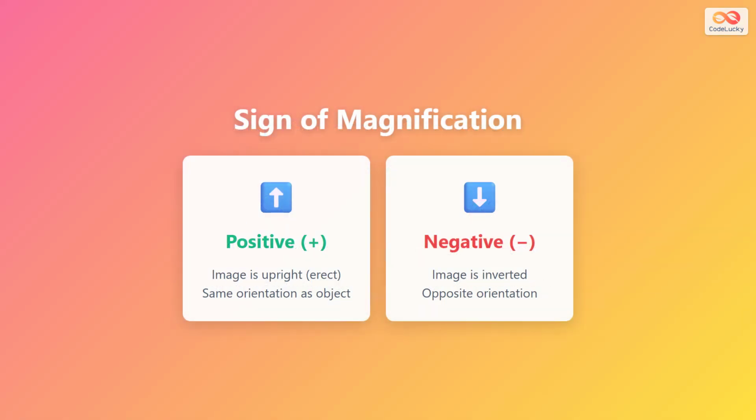The sign of magnification tells us about the orientation of the image. A positive magnification means the image is upright or erect, maintaining the same orientation as the object. On the other hand, a negative magnification indicates that the image is inverted, meaning it appears upside down compared to the object. This sign convention is crucial for understanding the nature of images formed by different optical devices.